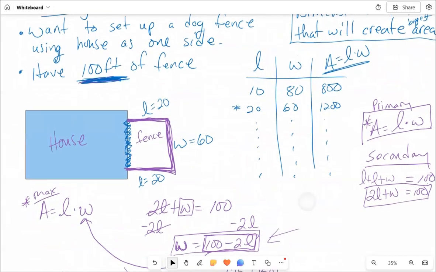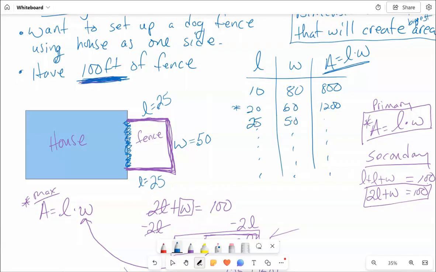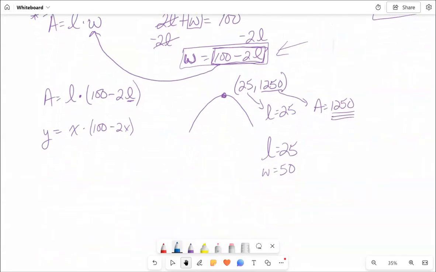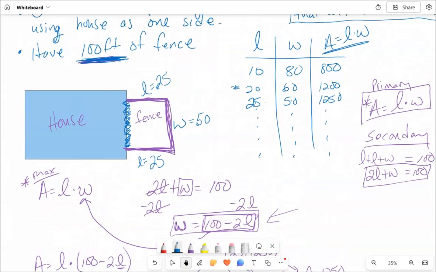Okay, so if we bring this back and I look at what we have here, this is telling me that my maximum occurs when my length is 25, which means this would have to be 25. 25 and 25 is 50, meaning that this one would be 50. 25 and 50. And if I multiply length times width, it would be 1250, if I remember correctly what that was. Yes. And there we go.